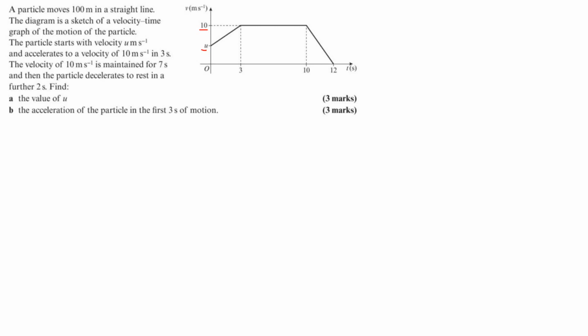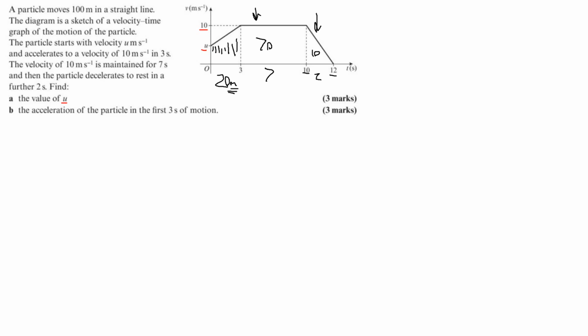So the question is, find the value of u and then find the acceleration in the first 3 seconds of motion. What we can do is first find this area here. The way we do that is we can work out the area here and the area here. This is 7. 7 times 10 is 70. This is 10 and this is 12, so this is 2 times 10 over 2, which is 10. So we know here, this is 20 meters.